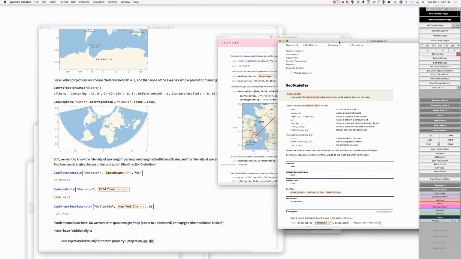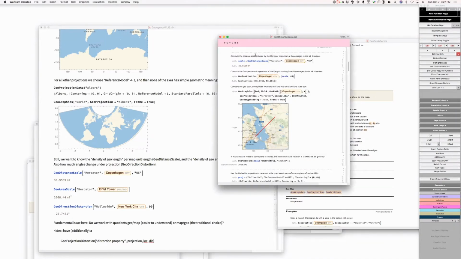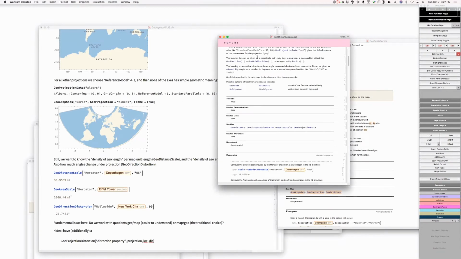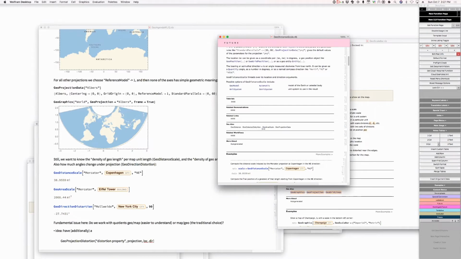Yes. So the summary is your distance scale gives you the scale of a unit of map distance, and it takes into account all the factors involved there. I understand, but this goes with geoscale bar. Yes. Geodistance scale. Now, we mentioned distance because there is another one for area. No, but by the way, geoscale bar better be mentioned here. Oh, yes, of course, that's another.